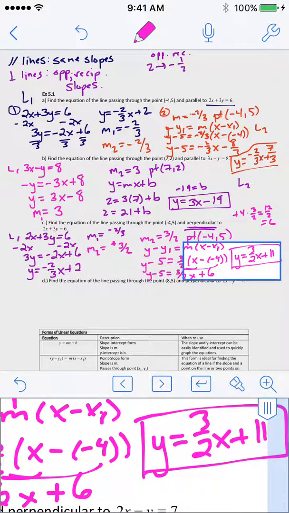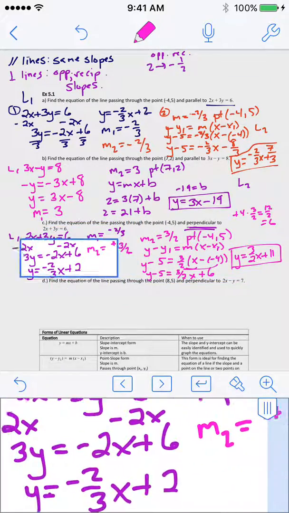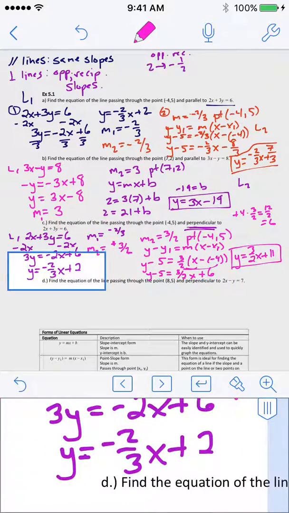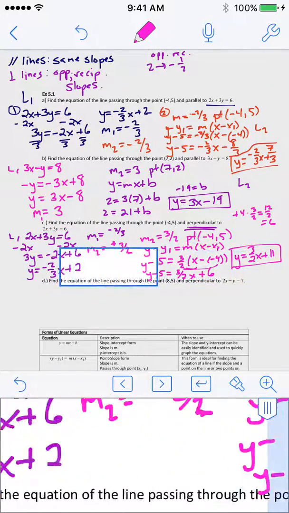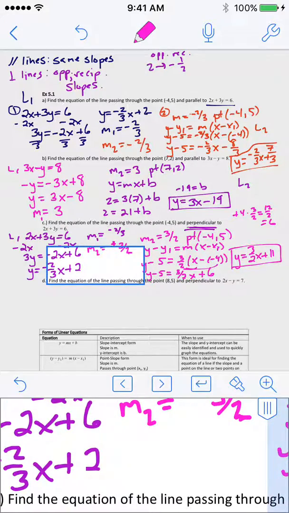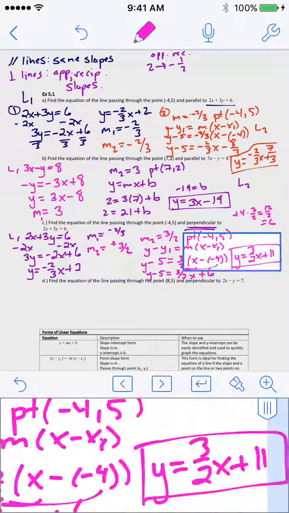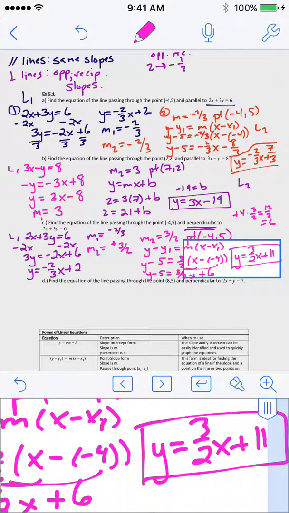And there is my line. Notice these two are not parallel. They do not have the same slopes, but they do have opposite reciprocal slopes: negative 2/3, 3/2. They do not have matching y-intercepts either. Never is that the case. Their y-intercepts should never match. But they have opposite reciprocal slopes.